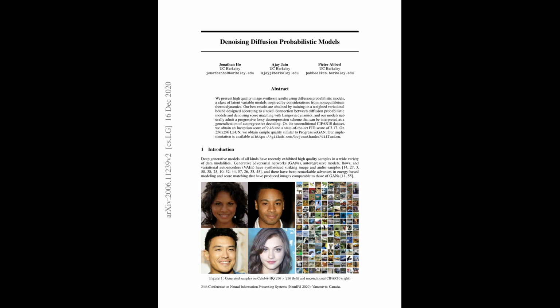Imagine taking a clean photograph and slowly sprinkling static onto it, frame by frame, until after 1,000 steps nothing remains but pure television snow. Now imagine training a neural network to run that movie in reverse, starting from random noise and gradually sculpting it back into a coherent image. That, in essence, is the idea behind Denoising Diffusion Probabilistic Models.